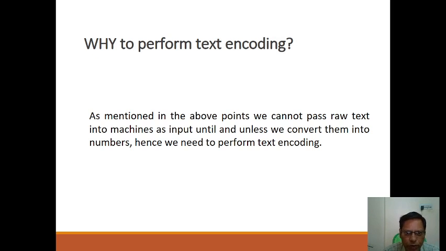Why perform text encoding? It is nothing but to communicate with the system. A word is converted, encoded and decoded. As mentioned in the above points, we cannot pass raw text into machines as input unless we convert it into numbers. Hence, we need to perform text encoding.